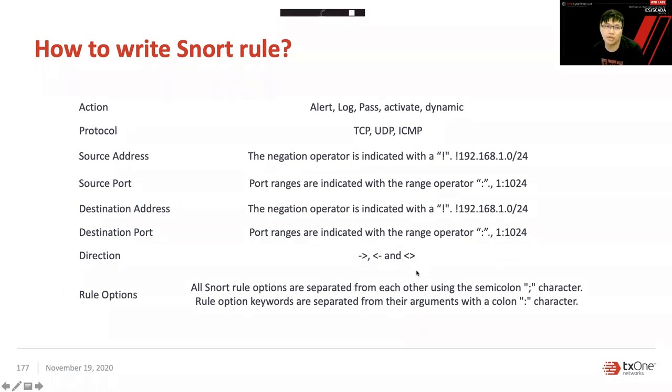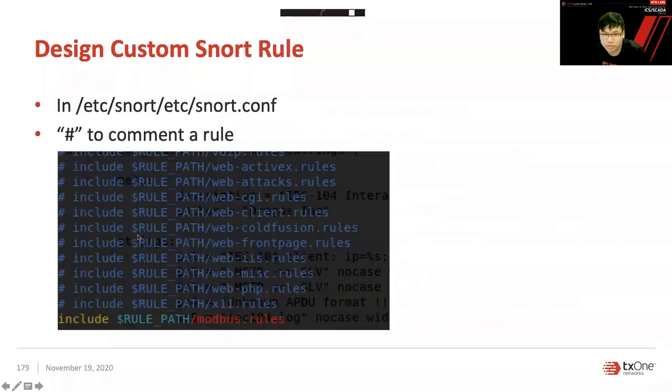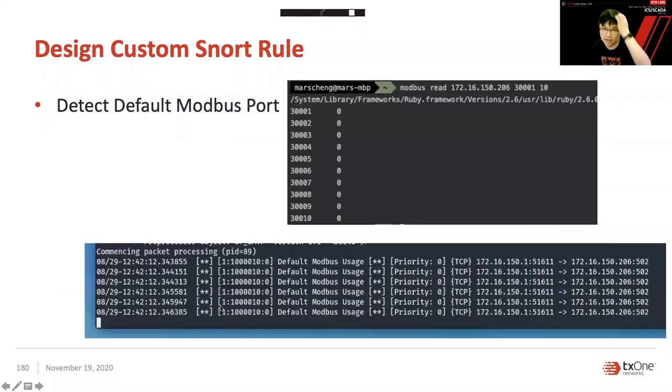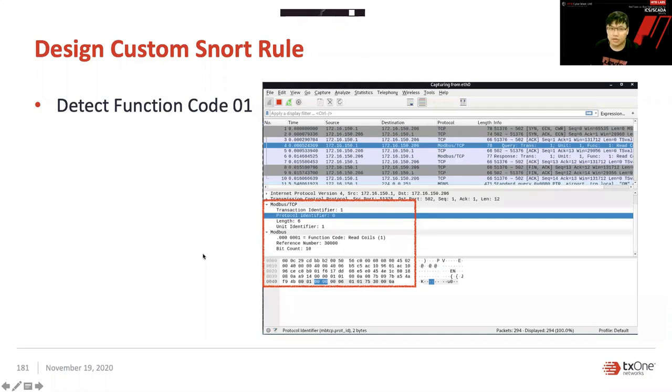So you can see how to write a Snort rule, and you will see the source address and the different operators here, direction, rule options. You can refer to this. Okay, and here we quickly go to designing a custom Snort rule. So we build the rule for the Modbus protocol. And we know we want to detect the default port. For Modbus, because Snort is layer based, you need to know the Modbus port is 502, so detect 502 first, and also you can detect a function code.